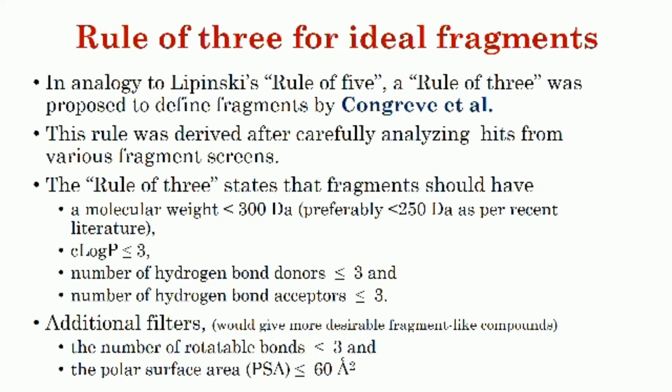Okay, so this is about the fragments. Like we have a drug likeliness rule, Lipinski's rule of 5, for a molecule to qualify as a drug-like molecule, we also have a rule of 3 which was given by Congreve et al. The rule is derived after analyzing the hits from various experimental fragment screens. It states that the fragment should have a molecular weight less than 300 daltons and preferably less than 250 daltons as per the recent papers that I was going through. The number of hydrogen bond donors should be less than 3, and the number of hydrogen bond acceptors should be less than 3.